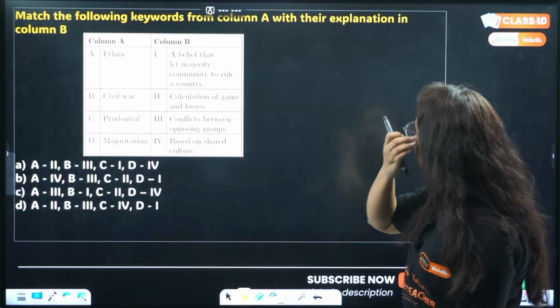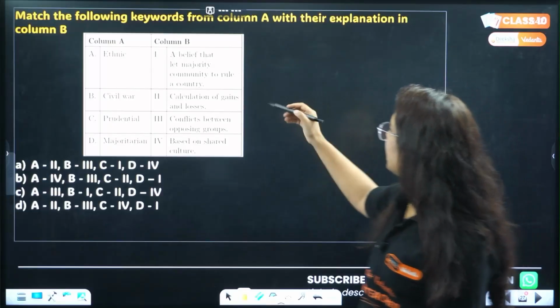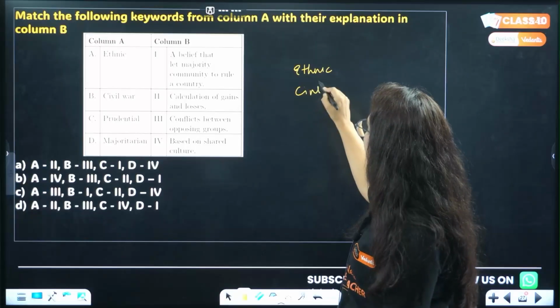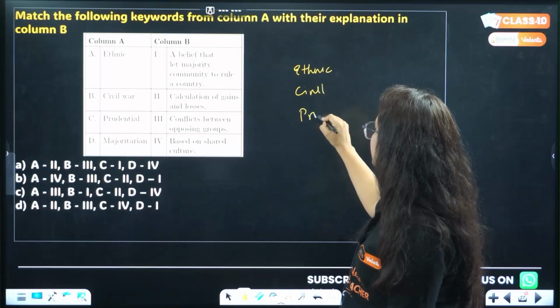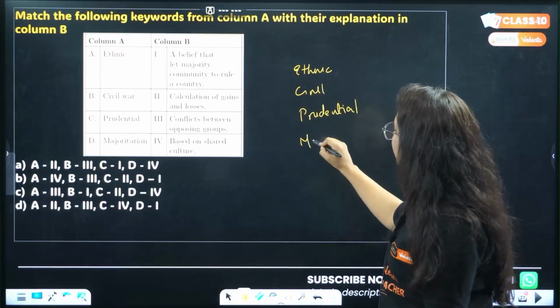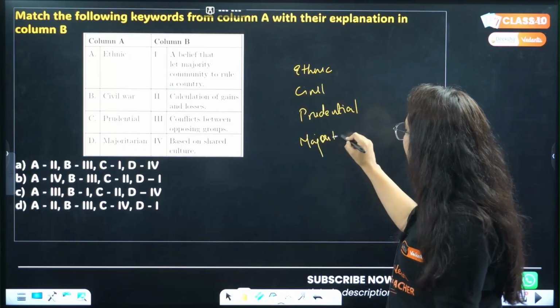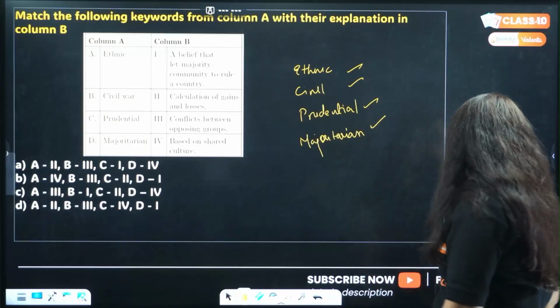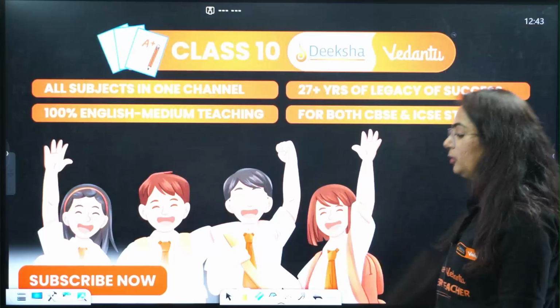Okay, match the following keywords from column A. Keywords are ethnic, then we have civil war, then we have prudential. I explained the meaning of all these words, and we have majoritarian. Whenever the chapter ends, there are keywords explained at the end of the chapter too, and this type of MCQs can help you in that.